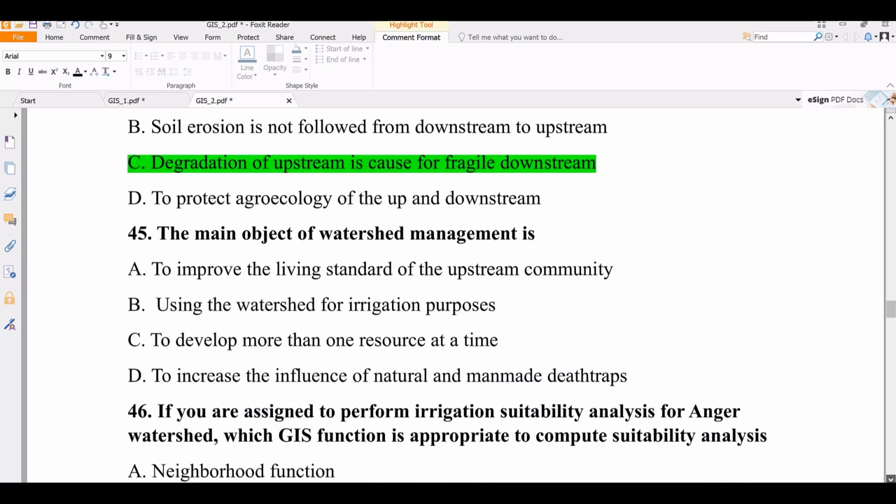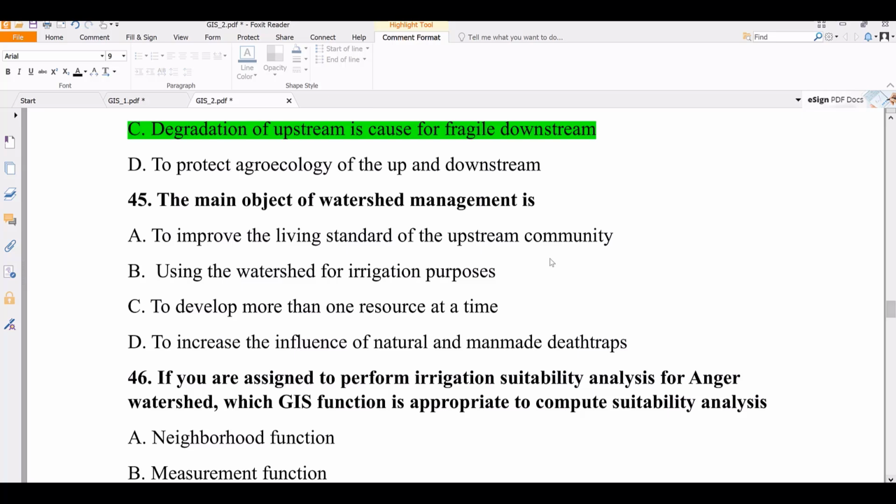Okay, great. 45. The main objective of watershed management is to improve the living standards of the upstream community, using the watershed for irrigation purposes, to develop more than one resource at a time, to increase the influence of natural and man-made disruptions. So to develop more than one resource at a time. Okay, great.